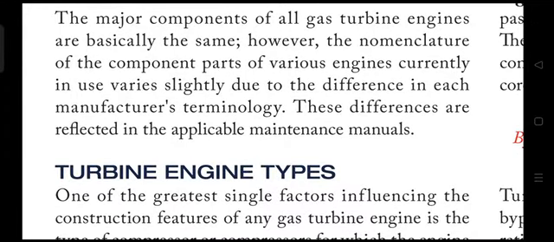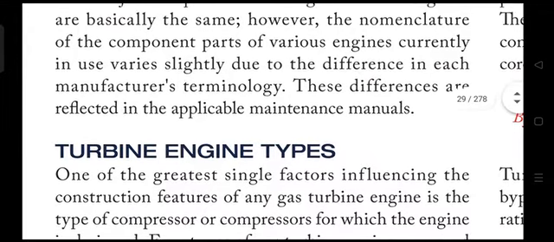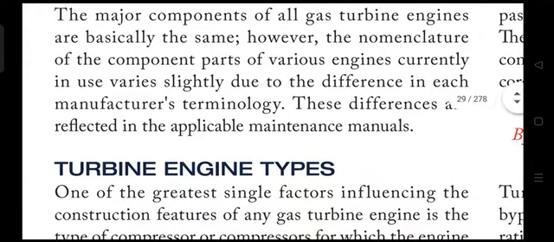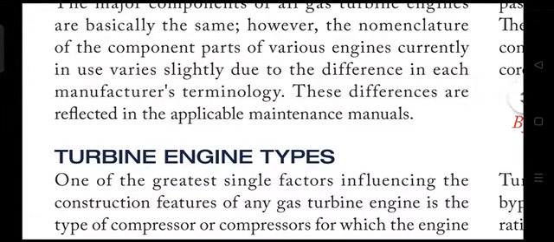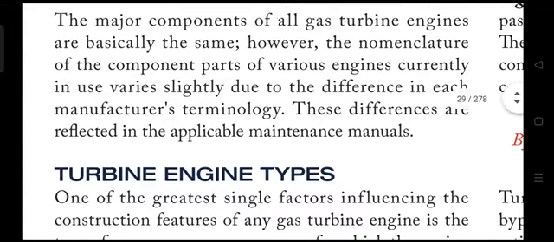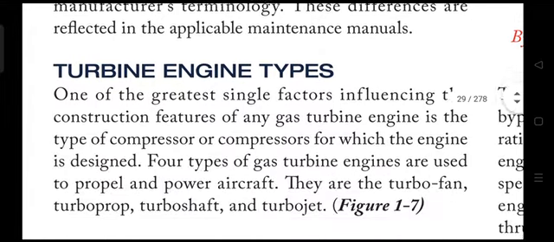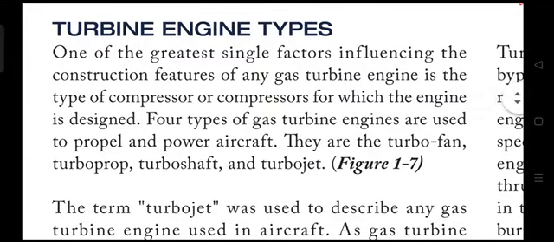Major components of gas turbine engines are basically the same. However, the nomenclature of the component parts of various engines currently in use varies slightly due to the difference in each manufacturer's terminology. There are several parts and different types of things used in a jet engine, and most importantly these are named according to their particular job or work. Various manufacturers may have various terminology, but normally they are all the same, okay. These differences will be reflected in the particular engine maintenance manual you will be following, okay.